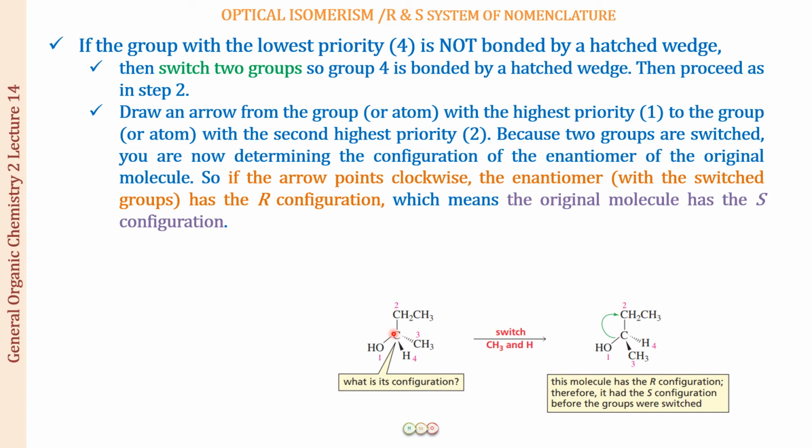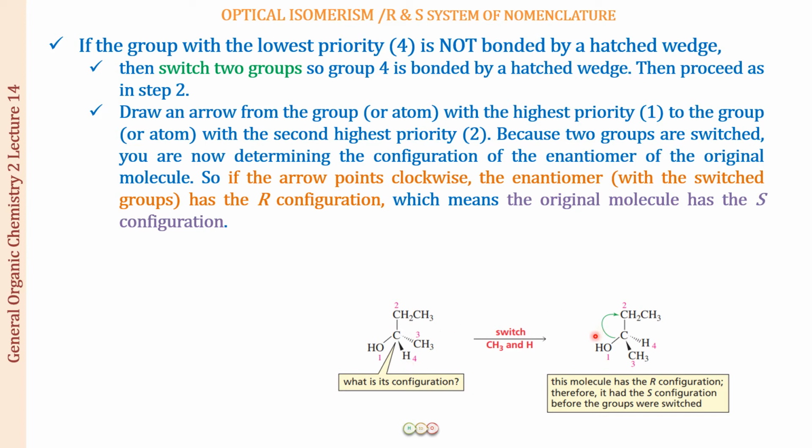If you have forgotten, go back to lecture number 2 of optical isomerism and fast forward the lecture by about 30 to 33 minutes, and you will see exactly the point where we talked about this switching. Switching two groups, you get the enantiomeric form of the molecule. Switching three groups together, you get the molecule back again. So just watch that if you have forgotten.